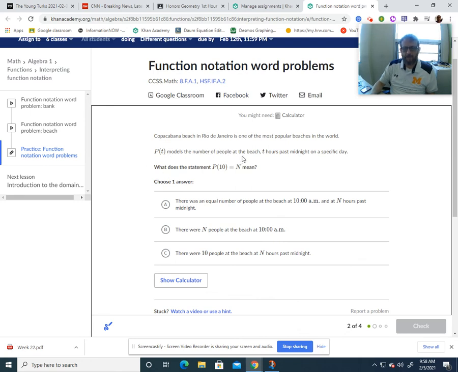P of T models the number of people at the beach, T hours past midnight on a specific day. What does the statement P of 10 equals N mean? Okay, so T is the number of hours past midnight. And if you take P of T, that's the number of people who are on the beach. So this right here is 10 hours past. This P of T is the number of people who were on the beach 10 hours past midnight. So N is the number of people at the beach at 10 a.m. That's what this is.